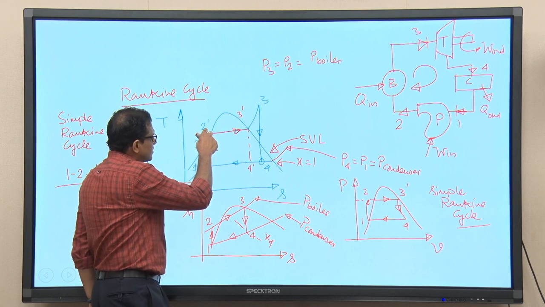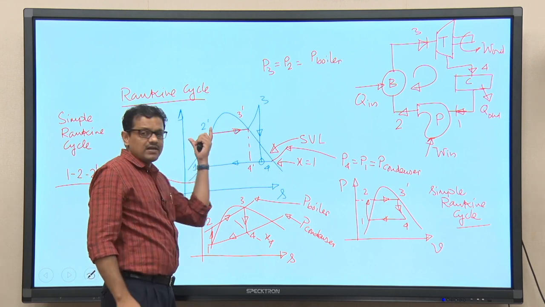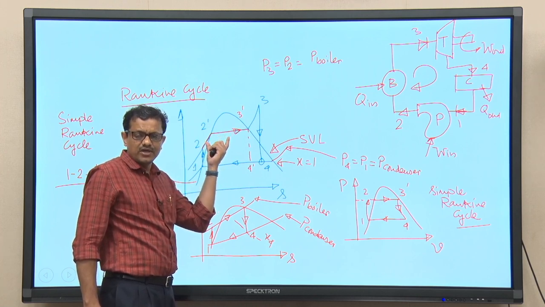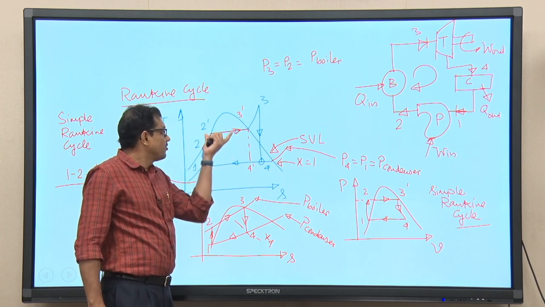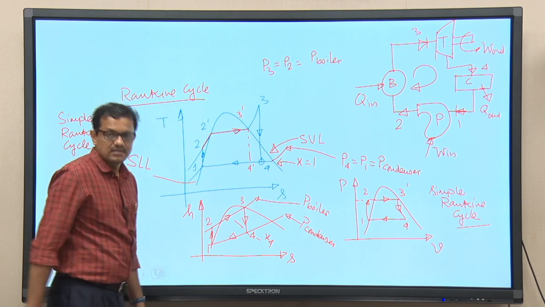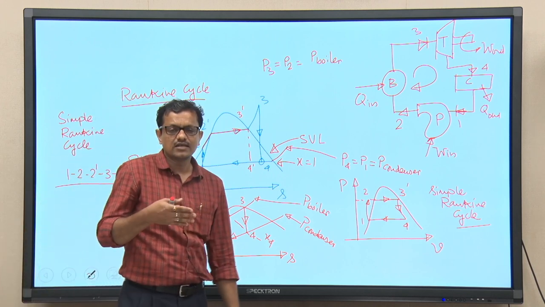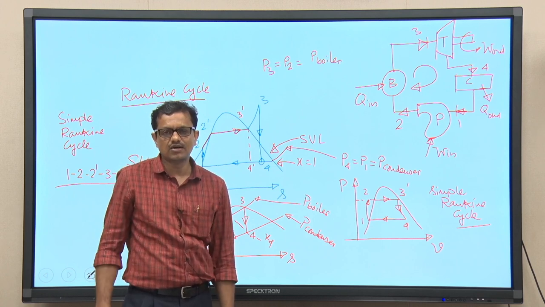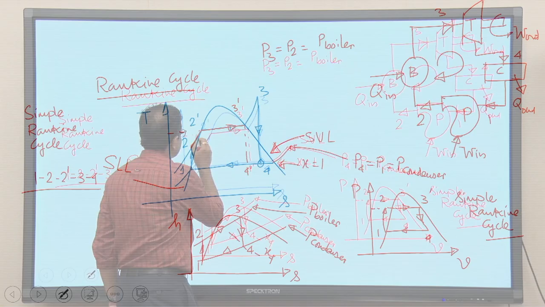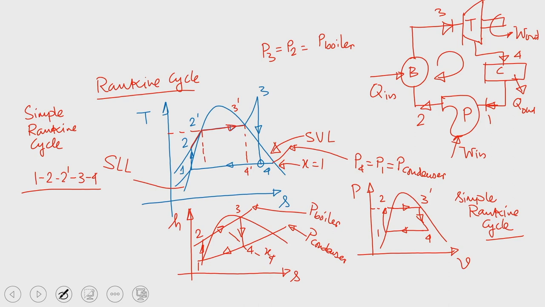So, it is because of this particular section that the average temperature of heat addition reduces. So, the average temperature at which heat is added to the boiler in this Rankine cycle is less than the temperature at which heat is added in the Carnot cycle. So, if we consider 1 prime, 2 prime, 3 prime and 4 prime as the Rankine cycle, that is what we have seen in the previous slide.